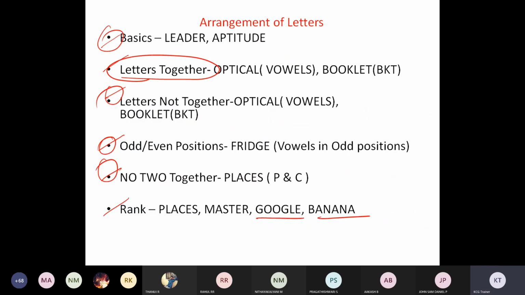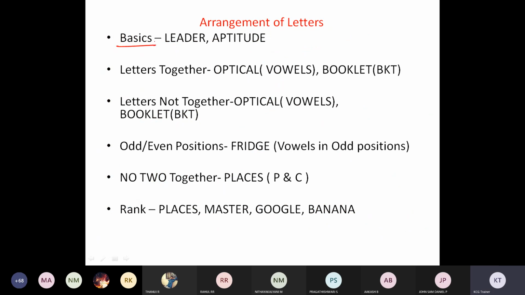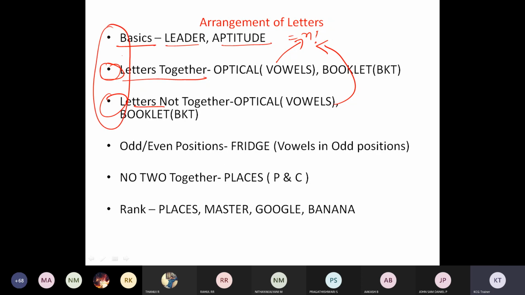In that case, whenever the question comes of basics, for any number of letters, your answer is n factorial. But if they ask for letters together in that particular word, this answer is also included in n factorial itself. And if they ask for letters not together, this is also included in this n factorial only. That is why this problem is divided into 3 different types of conditions. Let us do the first condition.